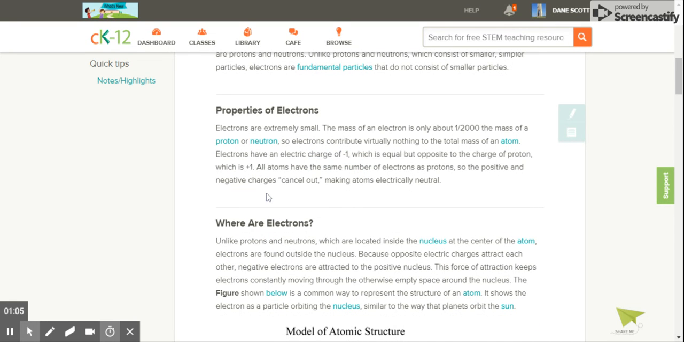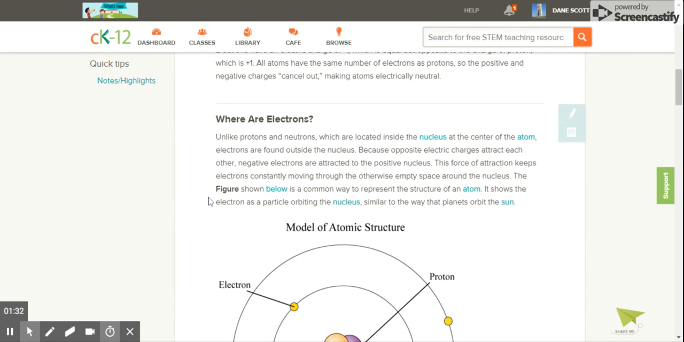Electrons are extremely small. The mass of an electron is only about 1/2000th the mass of a proton or neutron. So electrons contribute virtually nothing to the total mass of an atom. Electrons have an electrical charge of -1, which is equal but opposite to the charge of a proton, which is +1. All atoms have the same number of electrons as protons, so the positive and negative charges cancel out, making atoms electrically neutral. Where are electrons?